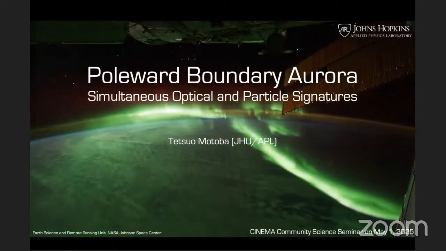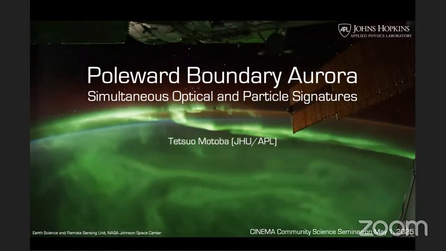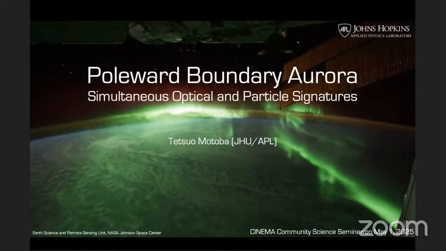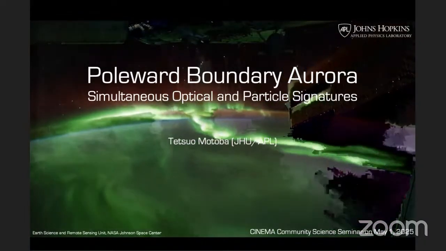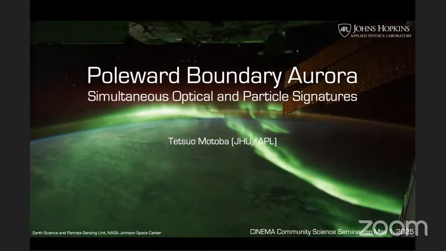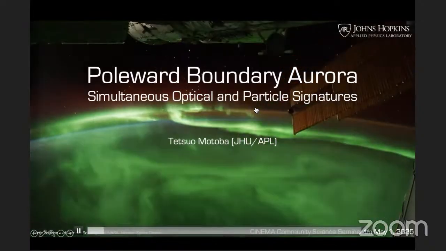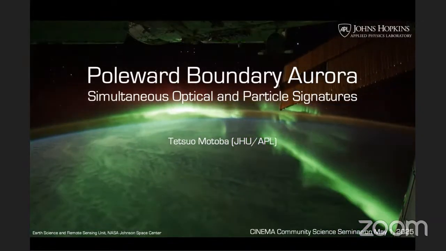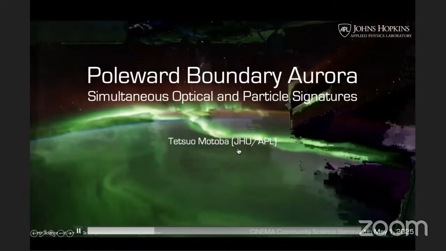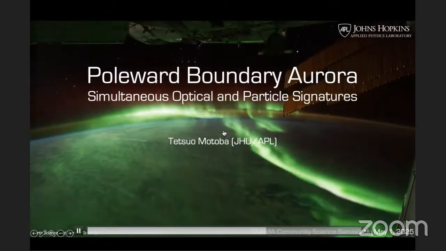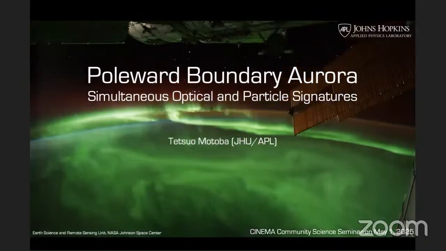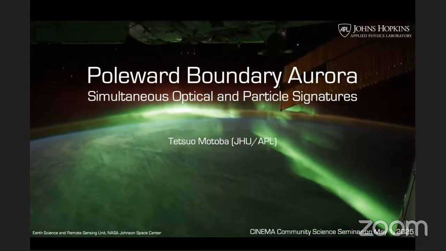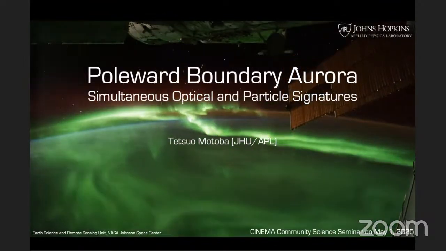So today I would like to show you a couple of mesoscale auroral forms which develop at the poleward boundary of the night side auroral oval. From this ISS movie, we can see a lot of dynamic auroral features around the poleward boundary here. So let me start from a brief introduction of what a poleward boundary is and how we can identify the boundary.